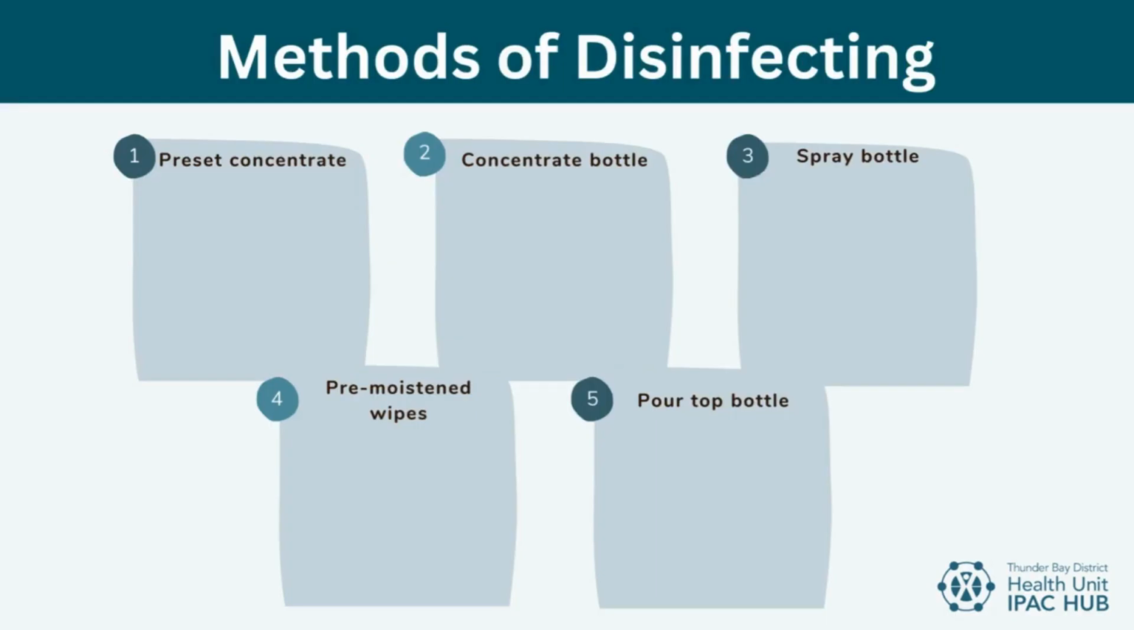Over the next few slides, we're going to review the variety of ways a disinfectant can be used or applied. The first method is a preset concentrate. A chemical supplier will set up the device which automatically dispenses the correct amount of product to water ratio for you, so no measuring is required.